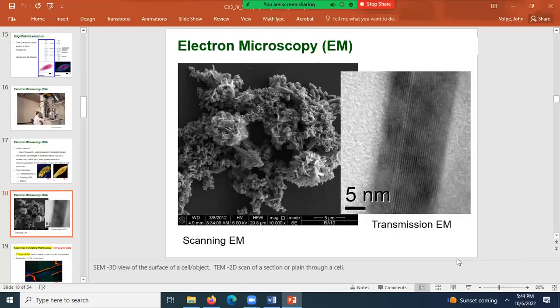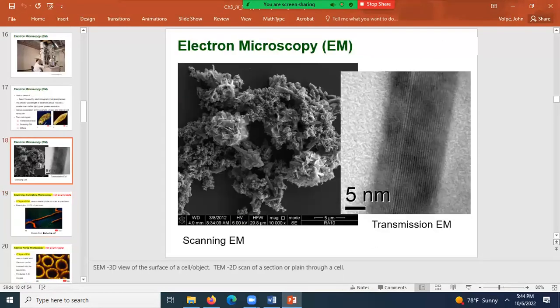Here we're looking at another electron microscopic image, and this is a scanning electron microscopic image of a crystalline structure. And you can see that it's in 3 dimensions. This is a transmission electron microscope through a part of the plant cell. And I think this is the chloroplast membrane. And you can see it's in 2 dimensions. All right, any question about scanning electron microscope and transmission electron microscope?